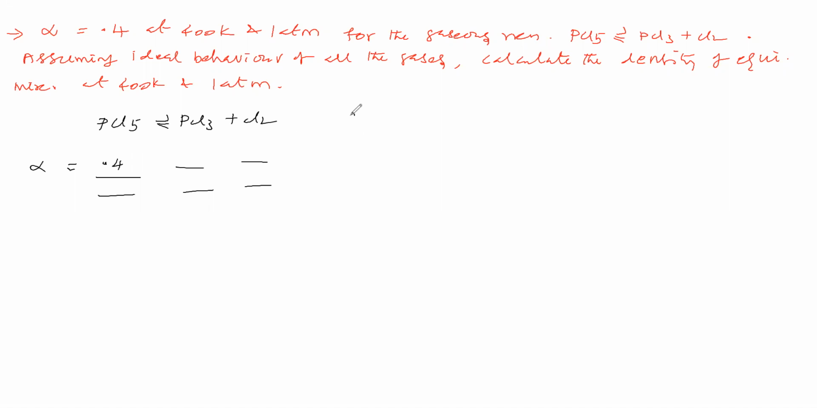That means initially one possibility is we can take PCl5 alone. Another possibility is we can take PCl5, PCl3, Cl2, everything. Or by leaving one, we can take the rest of the two. Regarding that, no data is given. So we will assume that we are taking only PCl5 initially, because we do not know which we have to take.